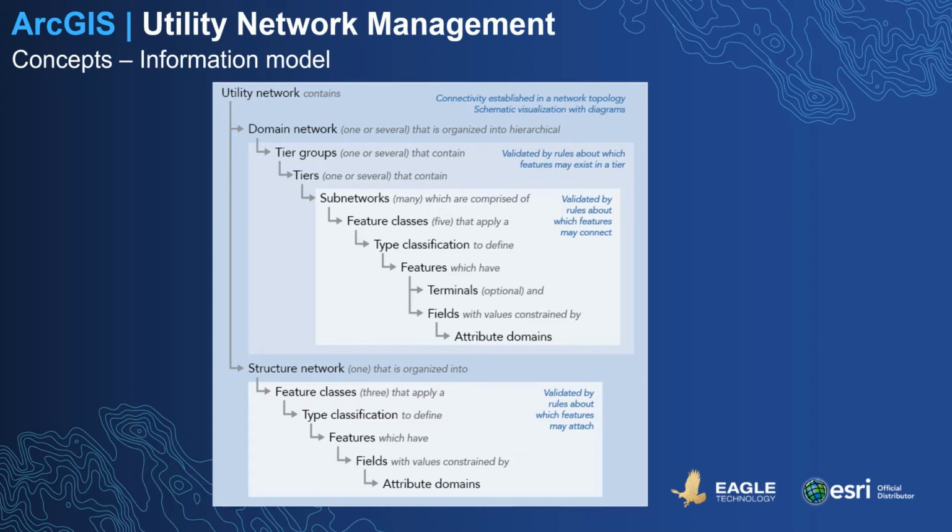There's also support for non-spatial features coming very shortly to the utility network. So non-spatial features are a way of representing things like ports, splice points, buffer tubes, and fiber connectivity in a telecom network.